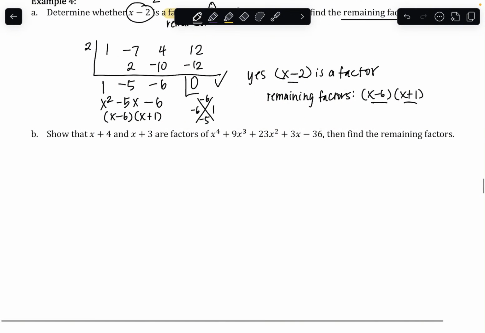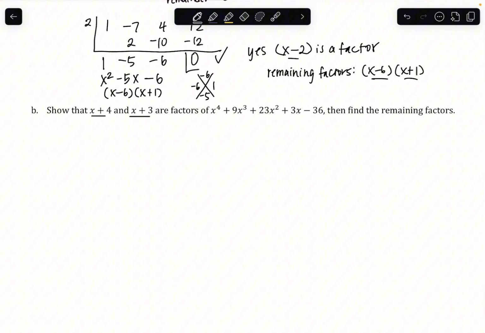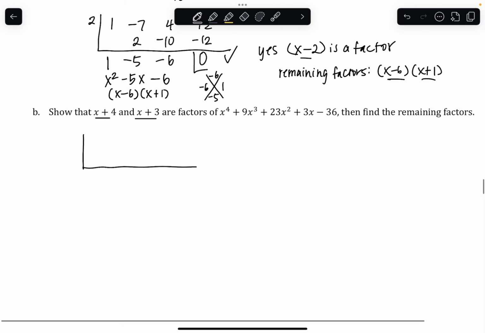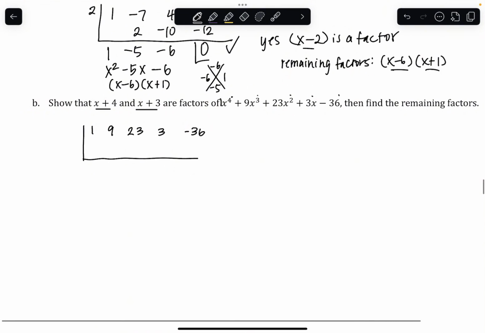Okay, on this next one, it says, show that x plus 4 and x plus 3 are factors. Okay, so we're going to use our synthetic division, and we're actually going to stack it. So we're looking for remainders of 0. And they're saying show us, so we're going to show them that the remainder is 0. So my coefficients are 1, 9, 23, 3, negative 36. We're not missing any terms. And then let's start with the x plus 4. So negative 4 would be the root.